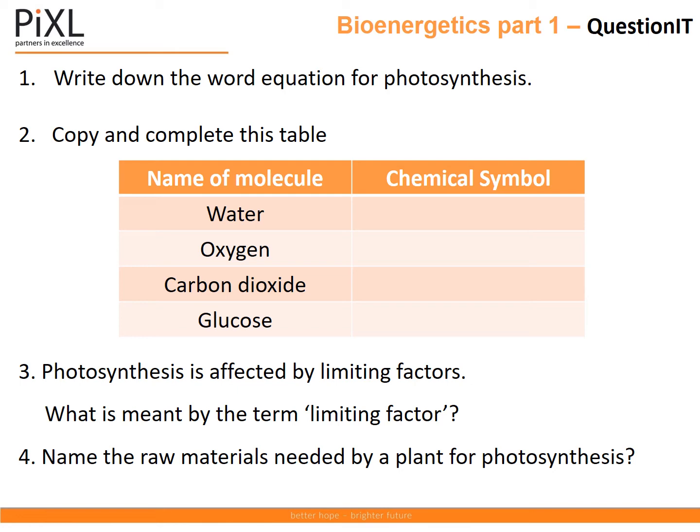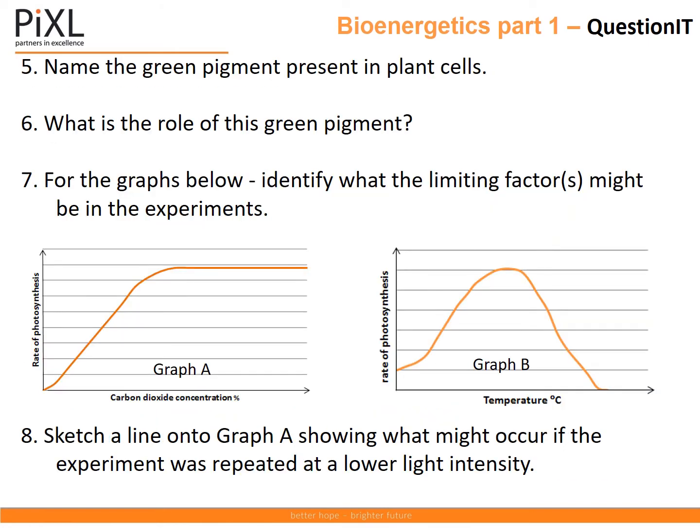Okay, moving on to the next set of questions. Question number 5. Name the green pigment present in plant cells. Question 6. What is the role of this green pigment? Question number 7. For the graphs below, identify what the limiting factors might be in the experiments.